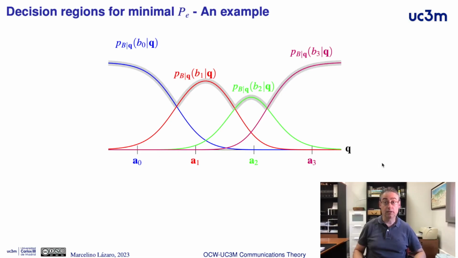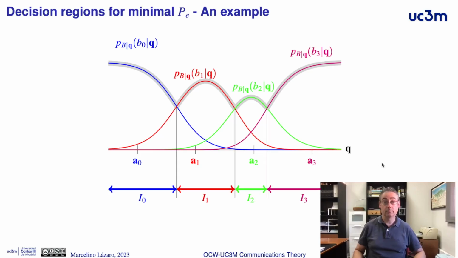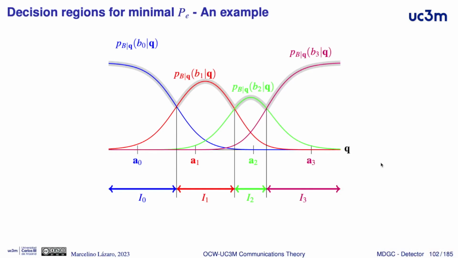This is the maximum at every point of Q, and the decision region for a given symbol is just given for the values of Q where the posterior probability is higher for this symbol than for any other. For instance, these are the decision regions for this very simple example.